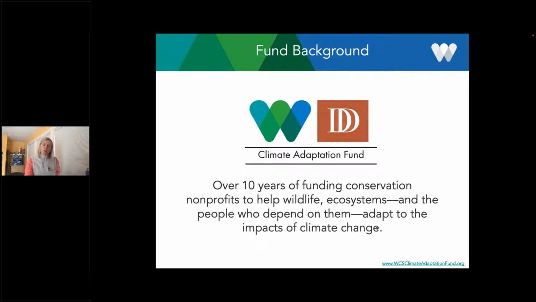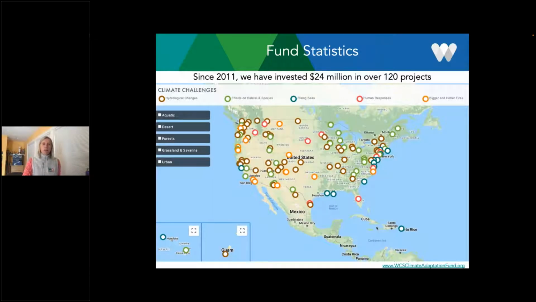Now we've been running this program for a little over 10 years, and it's given us a really interesting opportunity to both step back and look at and learn from all of the adaptation work that we've supported over the last just over 10 years. Since 2011, we've invested over $24 million in over 120 projects, which, as you can see from this map, span many different parts of the United States, and also are operating in different ecological systems and addressing a wide range of climate change challenges.